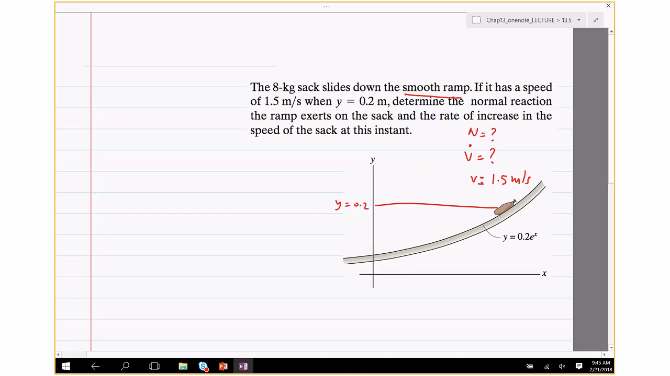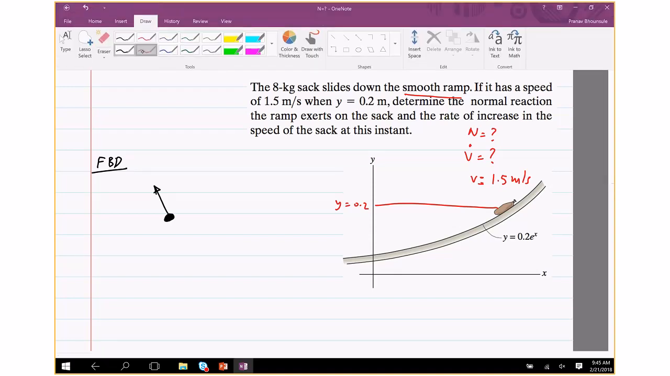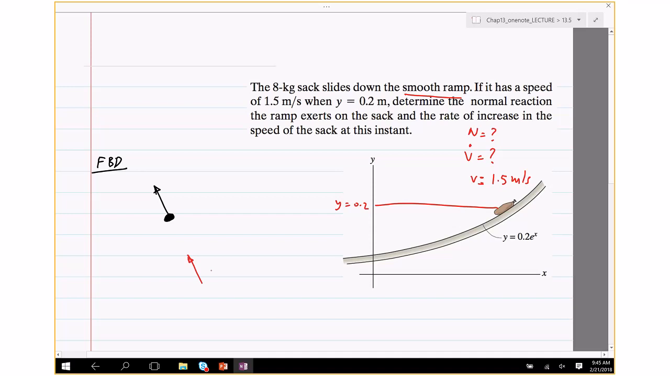Actually this is a hint that this is an n-t coordinate problem, because you're told to find the rate of change of speed. Again, you're told to find the normal force, so it's a kinetics problem, an F equals ma problem. Let's start with the free body diagram of the sack. Show the coordinate frame. Un is always pointing towards the center of the instantaneous circle. Ut is in the tangential direction. We call that N. What else? mg.